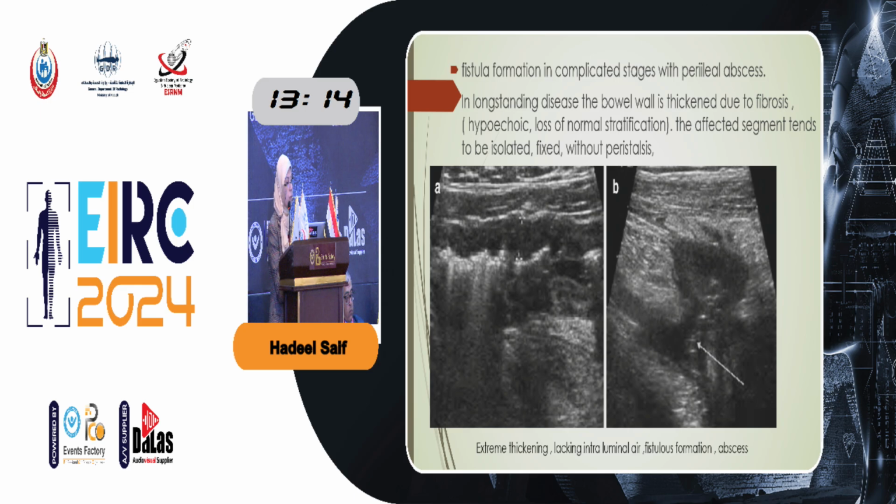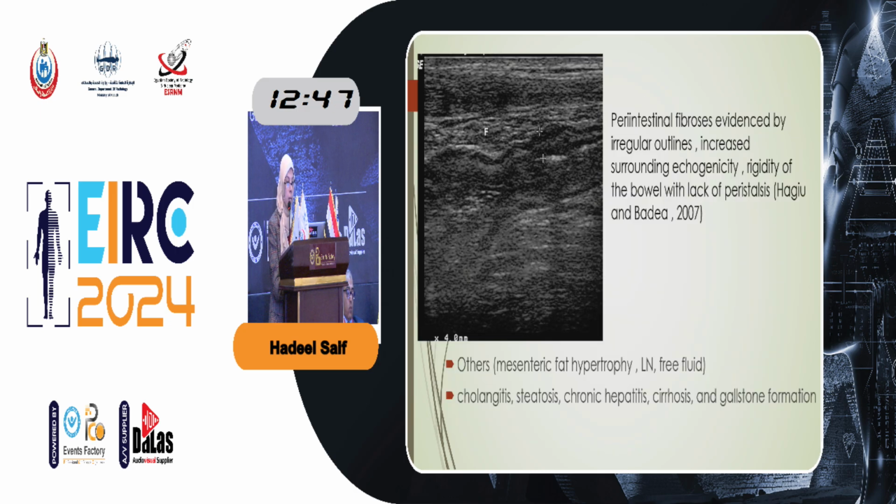Another example of diffuse wall thickening, but I think the stratification here is starting to disappear, which suggests a long-standing case, because the fibrosis would prevent the normal peristalsis of the bowel. So when there is a lack of peristalsis, you should also suspect underlying fibrosis. Long-standing cases may be complicated with fistula formation and abscess formation, which can also be detected by ultrasound.